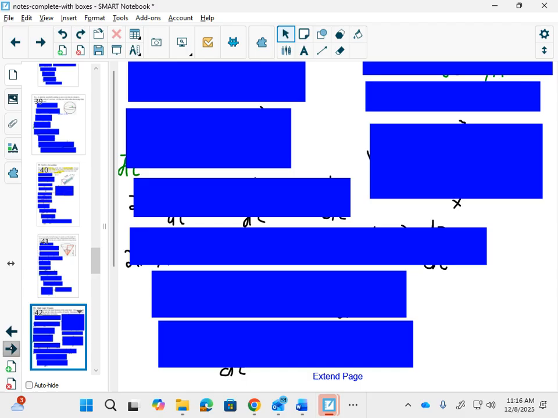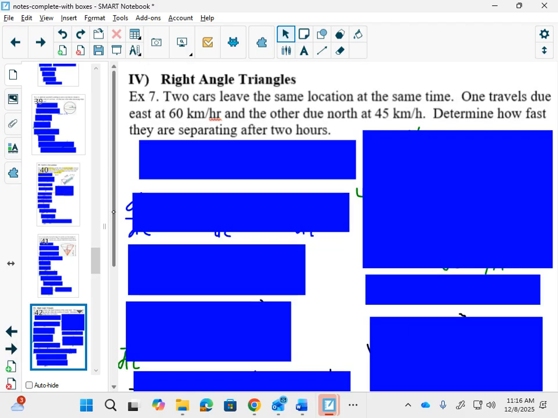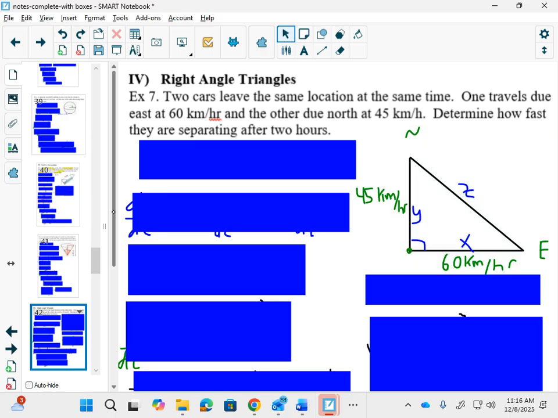Next type of problem are right-angle triangle problems. Two cars leave the same location at the same time. One travels due east at 60 kilometers per hour. The other due north at 45 kilometers per hour. How fast are they going away from each other after 2 hours?